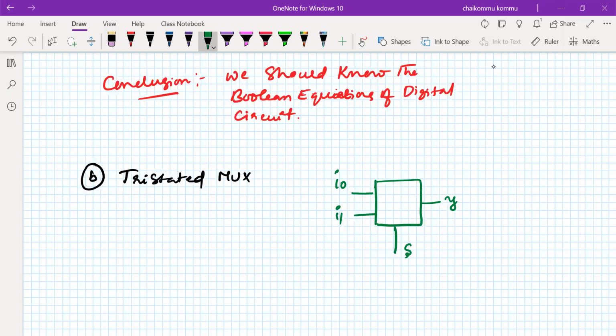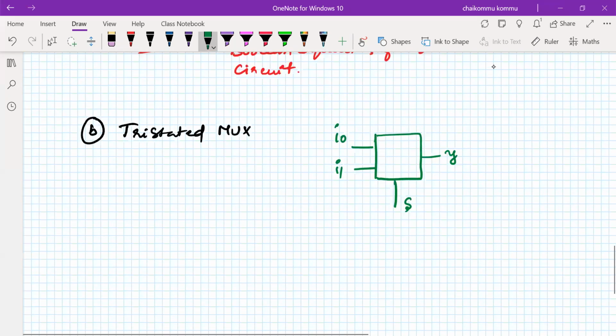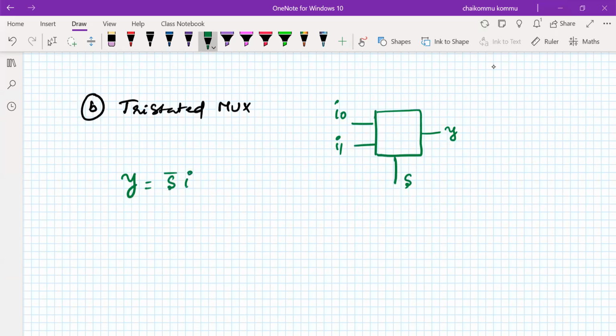So it's not at all a suitable question. We only need to write that Y is represented by S bar I0 plus S into I1. That's all. In order to implement this equation, so many methods are there, but we don't want to look at that. The only thing is that I want to describe the 2 to 1 multiplexer by using data flow modeling. That means the equation is sufficient. The equation is unique actually. Of course, some manipulation we can do to reduce the size of the equation, but the implementation will be different.